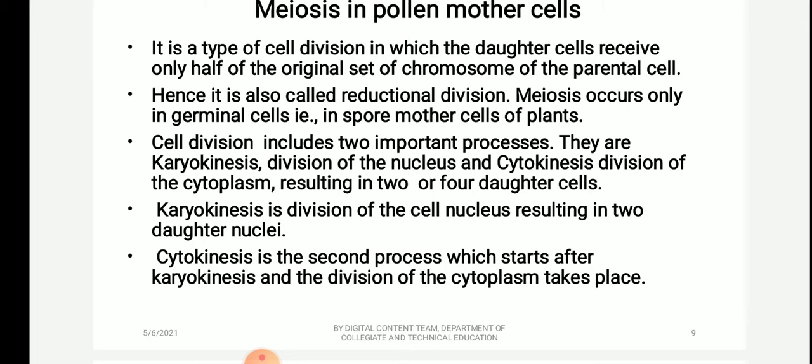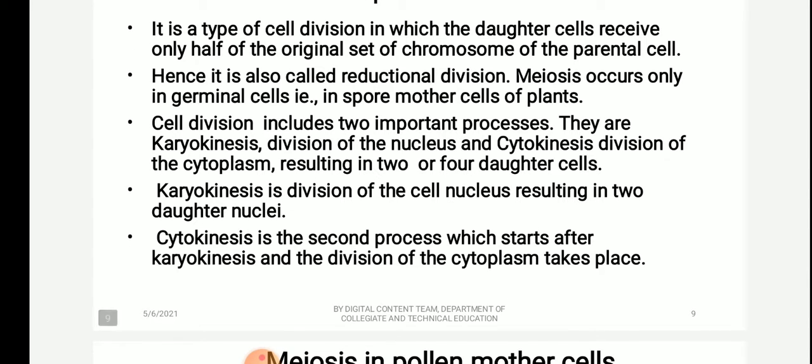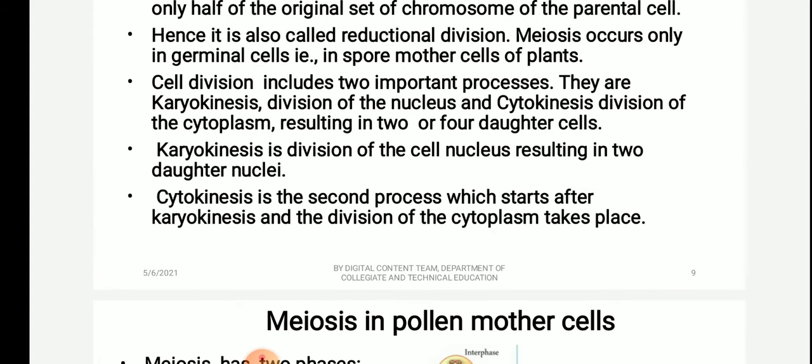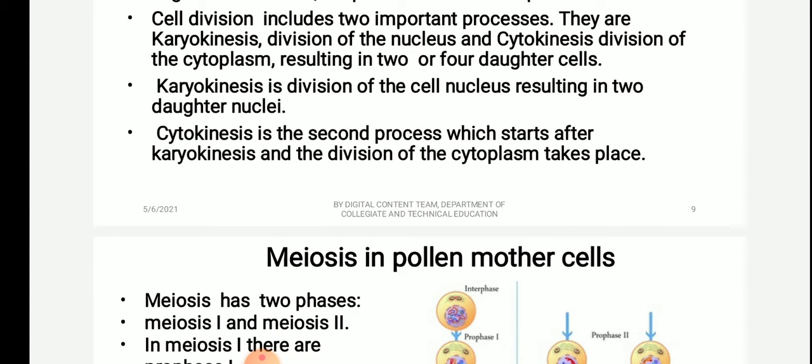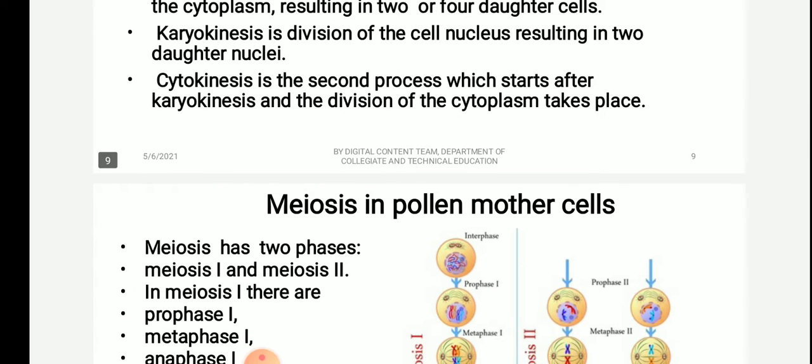Remember that in plants, inside the anther, the pollen mother cells can undergo meiosis. Even in the gynoecium, inside the ovule, meiosis takes place to produce the embryo sac or the female gametophyte. So meiosis occurs only in germinal cells, that is in spore mother cells of the plants. Cell division includes two important processes. They are karyokinesis, division of the nucleus, and cytokinesis, division of the cytoplasm, resulting in 2 to 4 daughter cells.